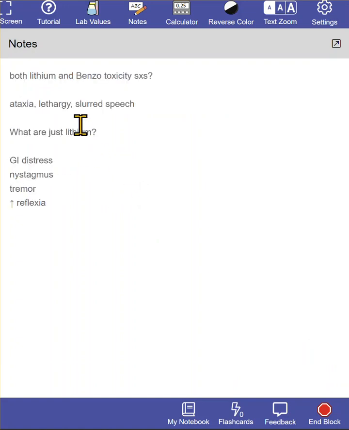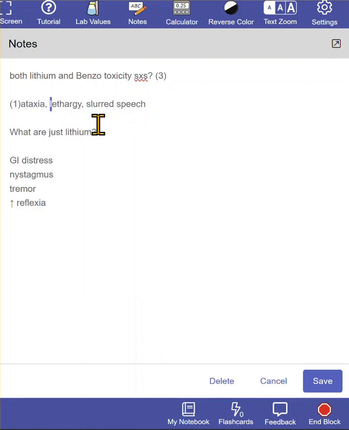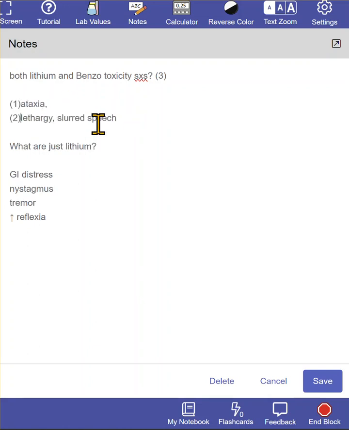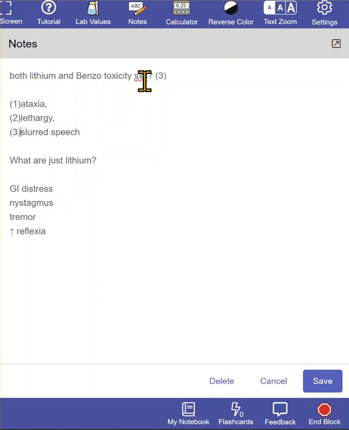So what toxicity similarities in terms of symptoms do lithium and benzodiazepines have? So the symptoms that they share, there's 3 of them really. There's ataxia, there's lethargy, and there's slurred speech. These are the things that both lithium and benzodiazepines will have.